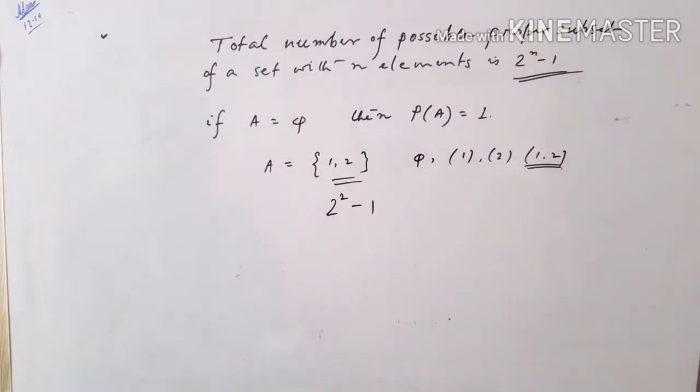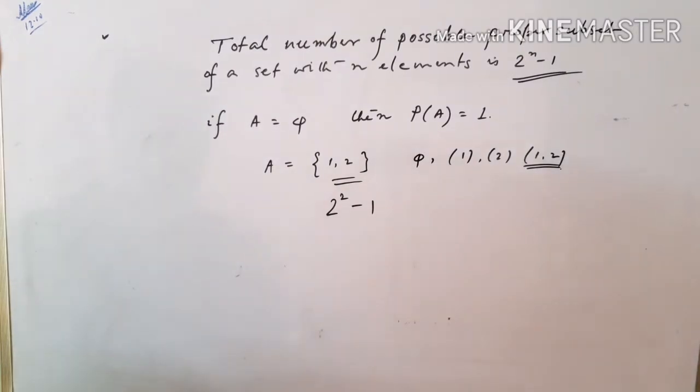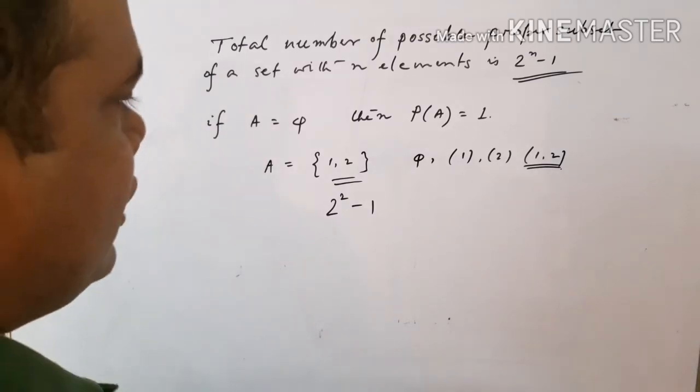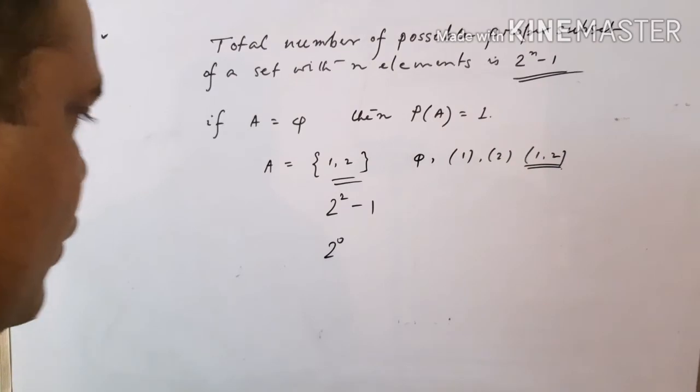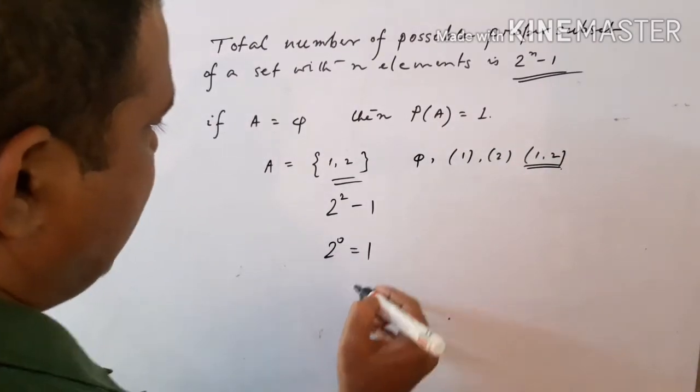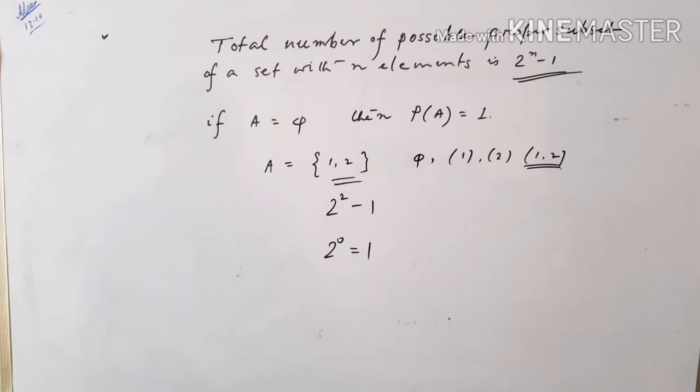Next, if A is the null set, then how many elements are there in the power set of A? So what is a power set? Just remember the definition. A power set contains all possible subsets of a particular set. Now the null set has no elements. So the total number of possible subsets of the null set is 2 to the power 0, and anything to the power 0 is 1. Therefore, the null set is a set whose power set contains exactly one element.